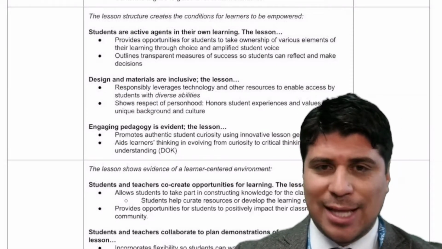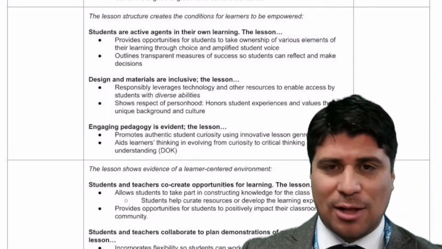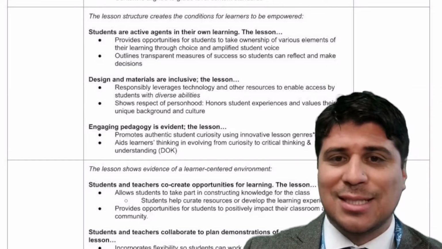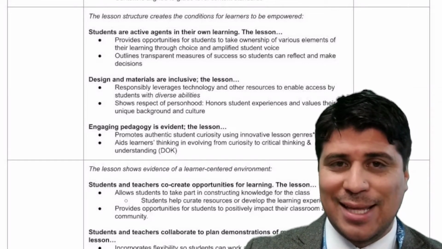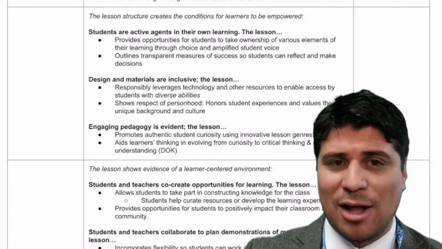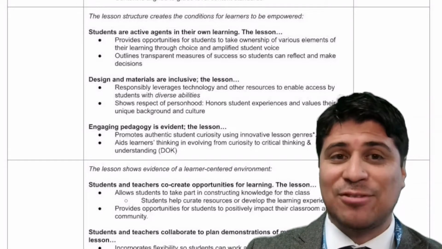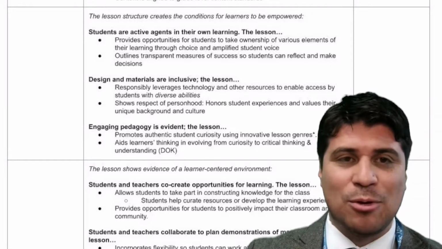If you go down to the next section, you see that it follows along in the same way, meaning that for this lesson to pass the vetting process, it needs to meet each heading along with the bullets that are underneath that heading. It doesn't have to meet both bullets, it just has to meet one bullet.